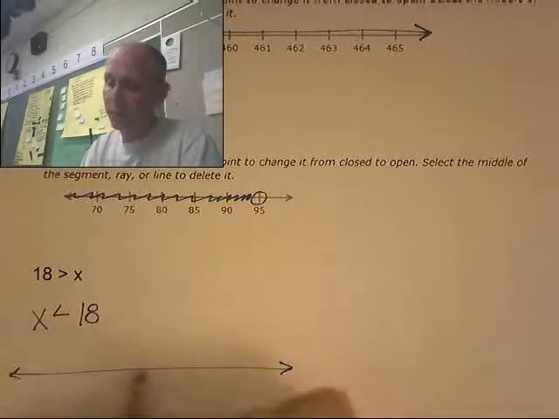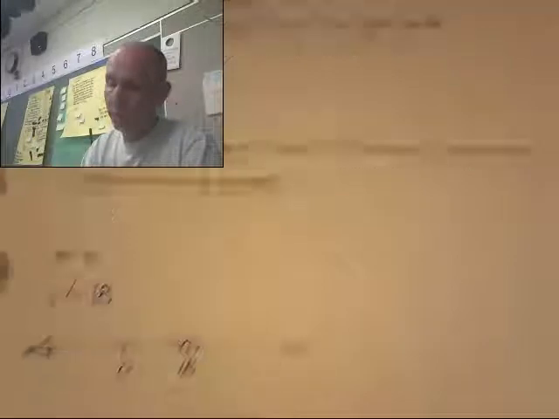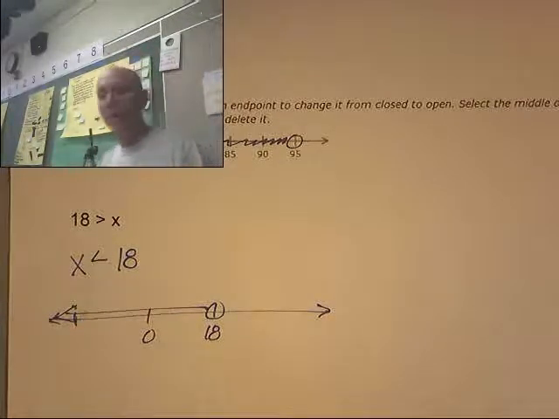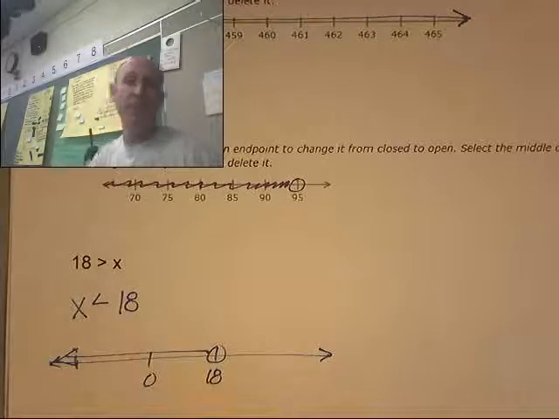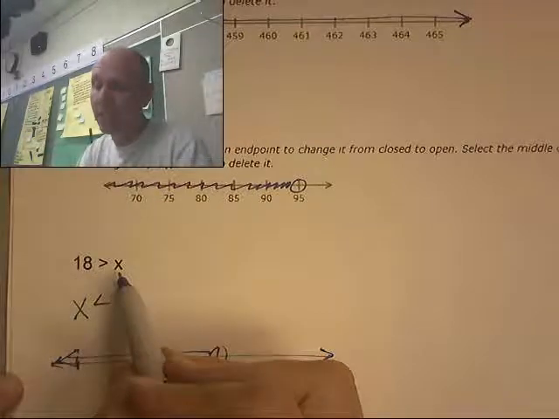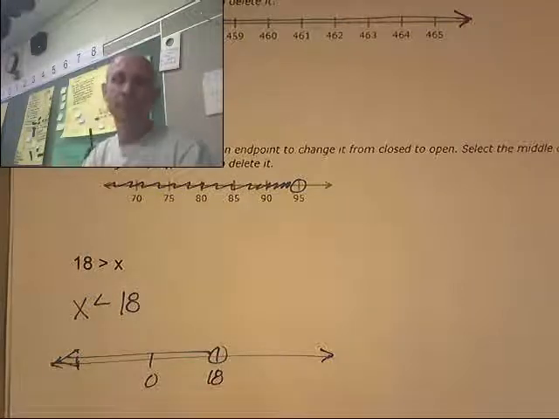And I could graph this. 0, 18, open circle, less than. And you didn't see that, but there it is. So I recommend before you graph anything to always get the X over on the left side. It's just going to make your life easier. It's easier to think that way. As opposed to 18 is greater than X, think about X is less than 18. Okay?